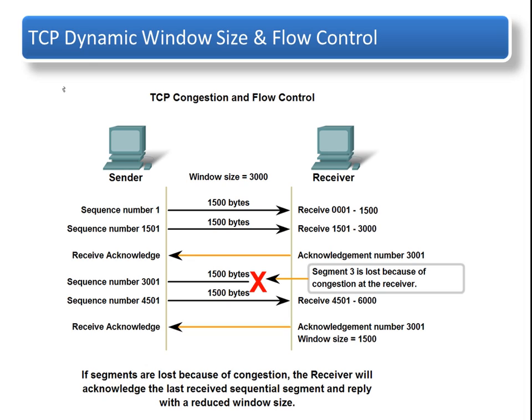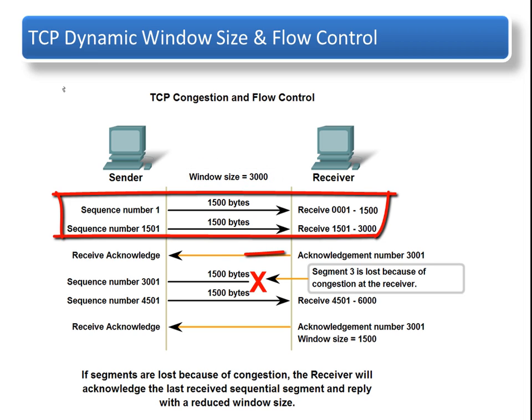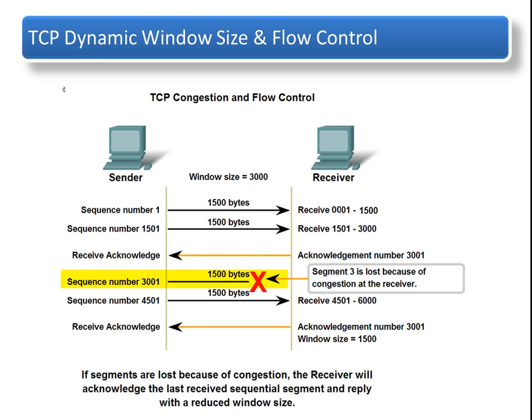If both hosts support selective acknowledgments, it is possible for the destination to acknowledge bytes in non-continuous segments, and the host would only need to retransmit the missing data. In this example, the window size is set to 3000, which means the receiver will send an acknowledgment after every 3000 bytes. Unfortunately, bytes 3001 to 4500 were lost on their way to the receiver.